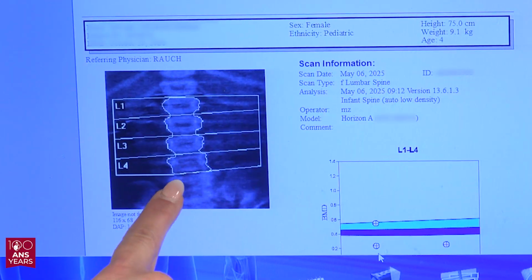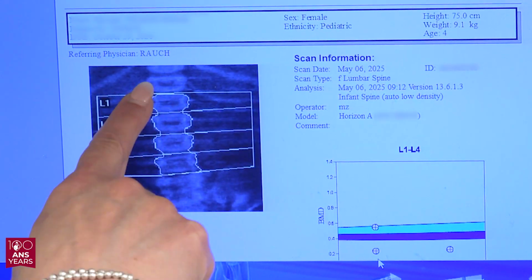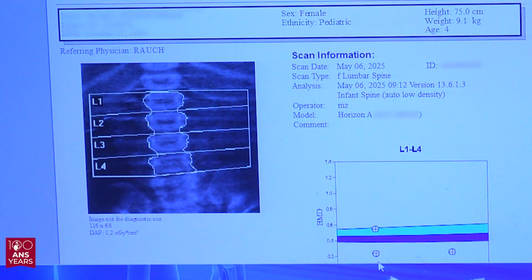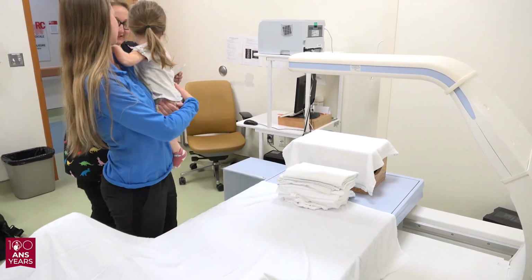And we stop when we see T12-L1, which is the last thoracic vertebrae and the first lumbar vertebrae. Once the exam is done, the patient is able to step off, and we do the analysis after.